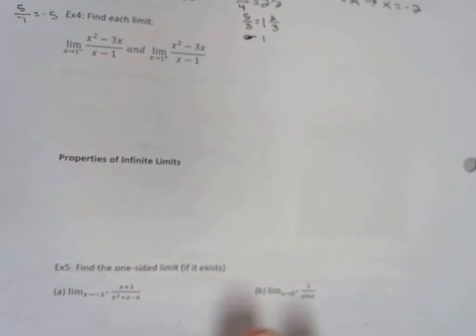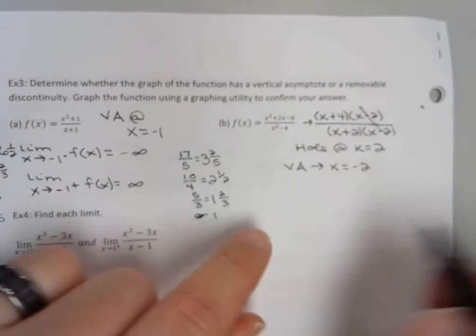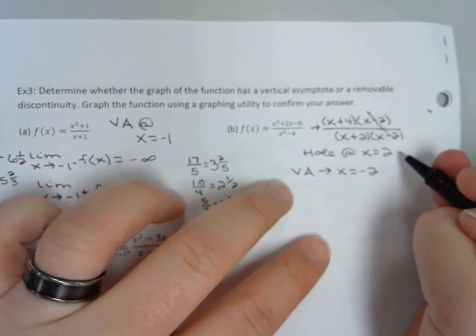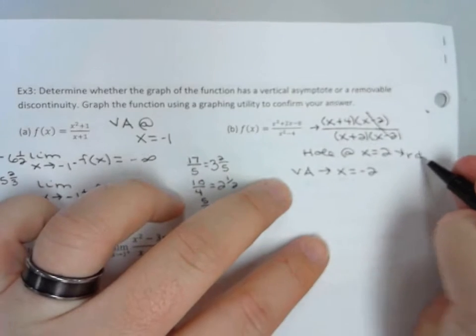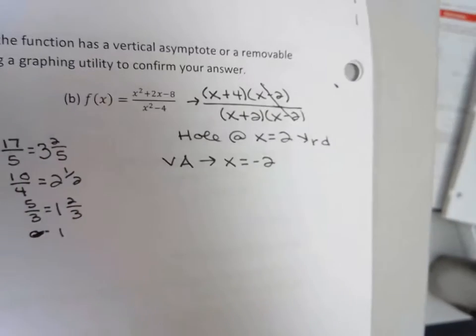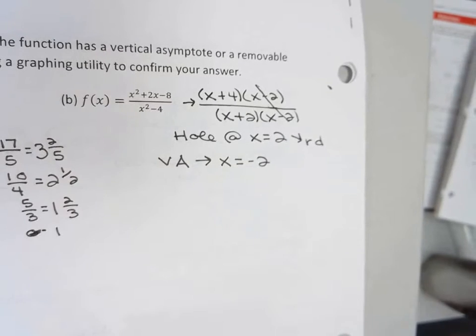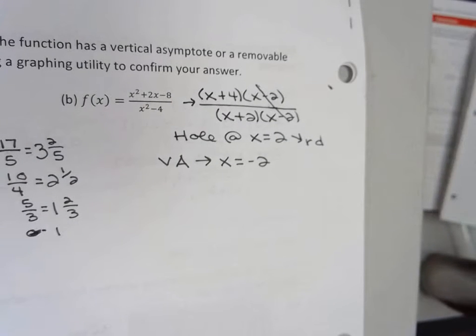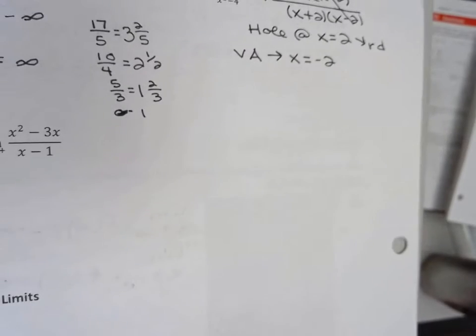Okay. So that is another way, and if you have a hole, this is your removable discontinuity, like we talked about yesterday. Anytime you have a hole, that's considered a removable discontinuity. Okay. Any questions on that?